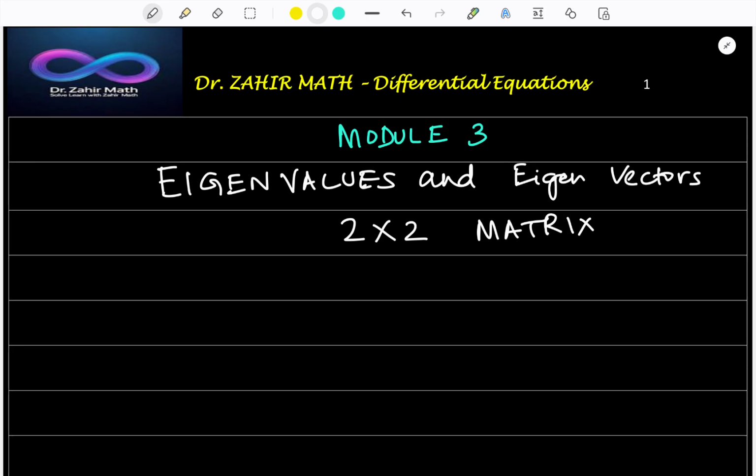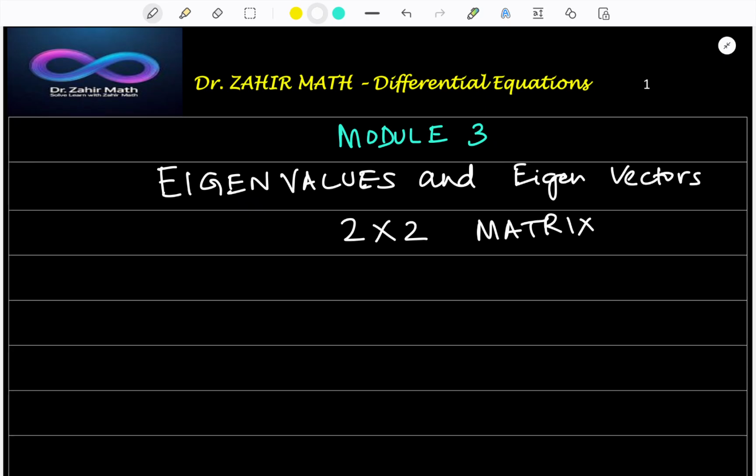In this video, we are going to learn how to find eigenvalues and eigenvectors of a 2 by 2 matrix step by step. It's an important concept used in many real world applications, especially in engineering and systems modeling. Let's keep it short, clear and easy to follow, right?